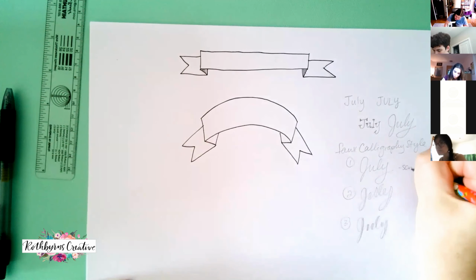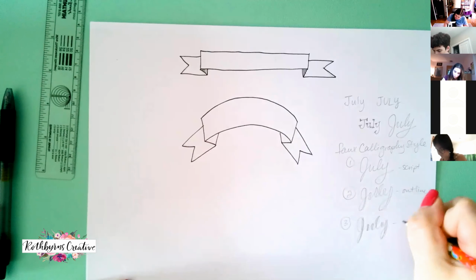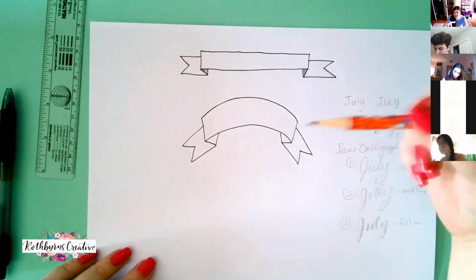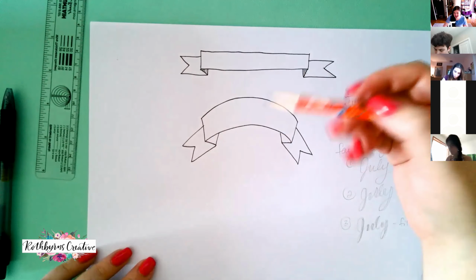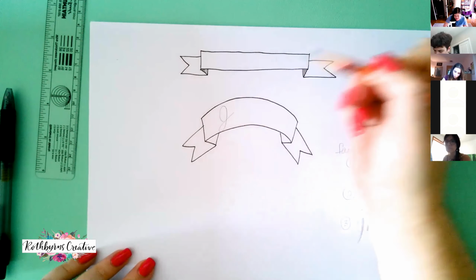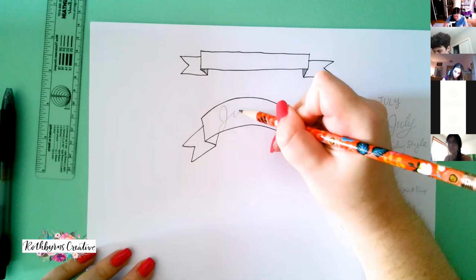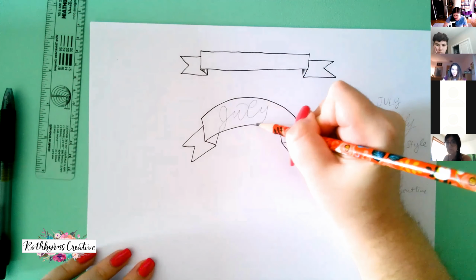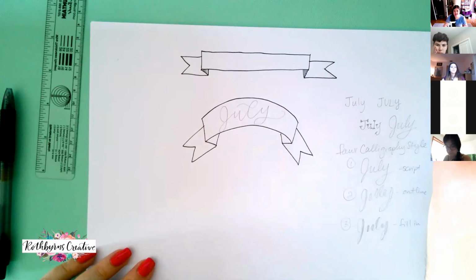So script, outline, fill in. Now you can have it all filled in the same color, or you can fill it in a different way. So let me show you this all put together, writing July in my banner. So here we go. Again, I'm using my pencil. I'm just figuring out how I want it to fit in my space. That feels pretty good to me.